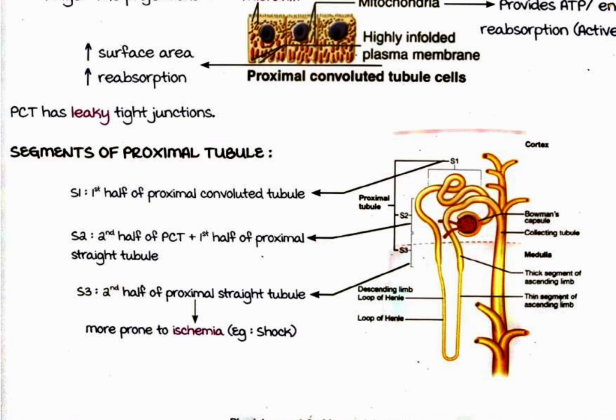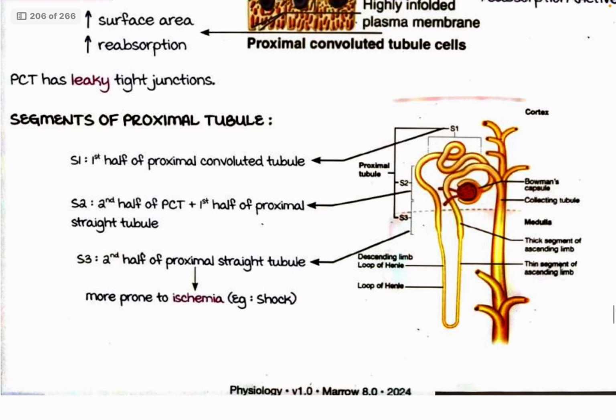Segments of the proximal tubule: S1, S2 and S3. The S1 segment is the first half of the proximal tubule. S2 is the second half of the proximal tubule plus the first half of the proximal straight tubule. S3 is the second half of the proximal straight tubule, which is prone to ischemia, for example in shock. Then comes the thin segment of the descending limb and ascending limb, which is the loop of Henle.